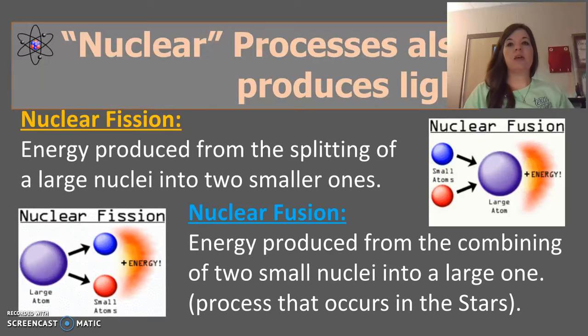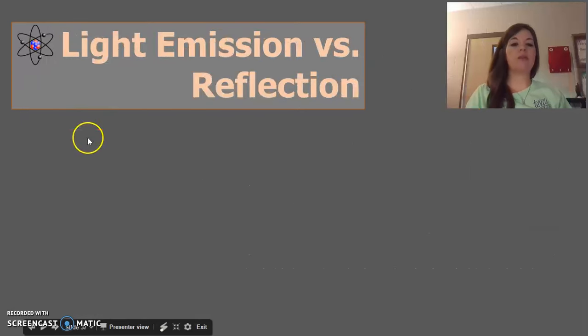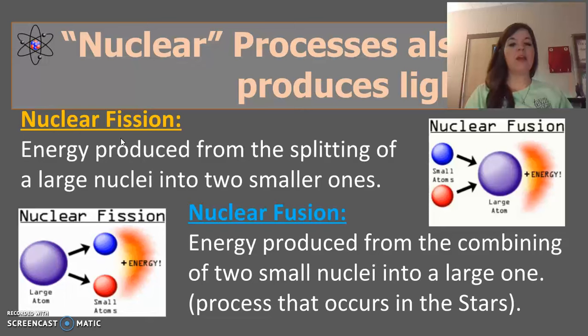The nuclear process also produces light. You have two different things that can happen with the atom. You can have nuclear fission, which is where the atom splits in half. That process of splitting it will create two smaller elements, and it will release some energy in that process. You can also have nuclear fusion, which is what happens in stars. This is energy produced from combining two smaller elements, like the hydrogen atoms in stars, to create bigger elements.